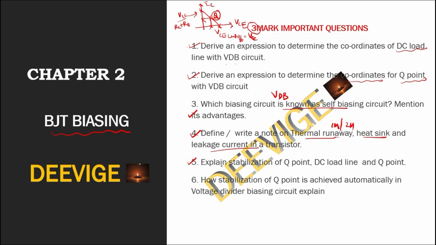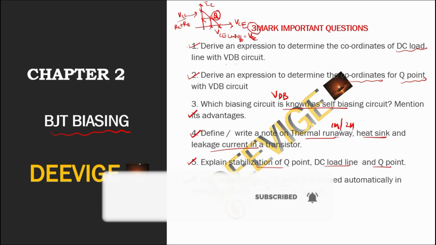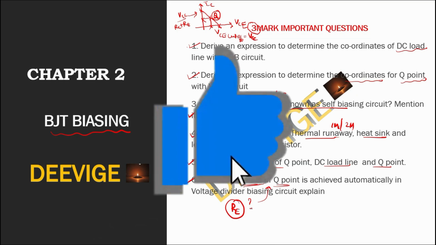Next question, explain stabilization of Q point, DC load line and Q point. Again this is another set of definitions, can be asked for 1 mark or 2 marks. Then the last question is how stabilization of Q point is achieved automatically in voltage divider biasing, or why this voltage divider biasing is known as self-biasing method. That is, with the help of RE, how it can achieve the stabilization of Q point, that we need to explain. So this is about the second chapter, 3 mark important questions.